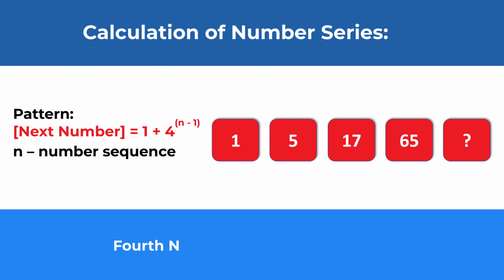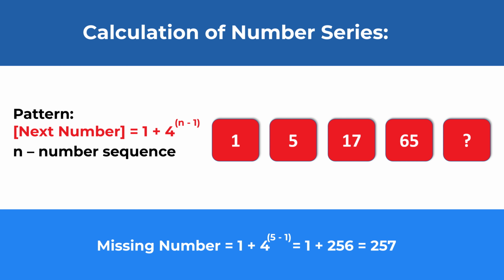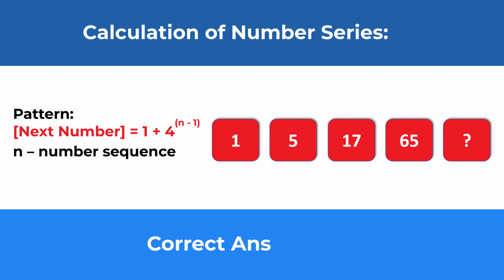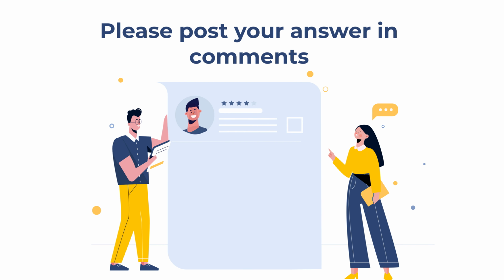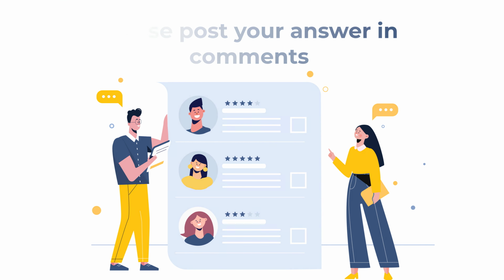Fourth number is calculated as 1 plus 4 to the power of 4 minus 1, which equals 1 plus 64 and equals 65. And the missing number is calculated as 1 plus 4 to the power of 5 minus 1, which equals 1 plus 256, which equals 257. So the correct choice here is choice B, 257. Hopefully you've nailed this question and now know how to solve similar problems on the test.